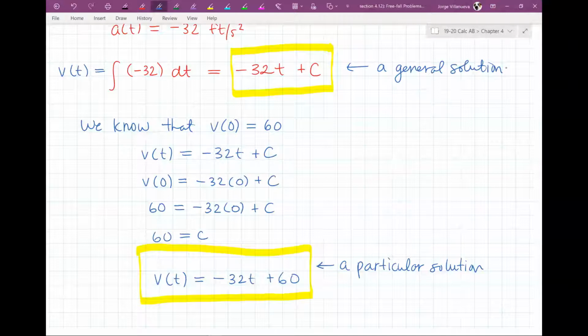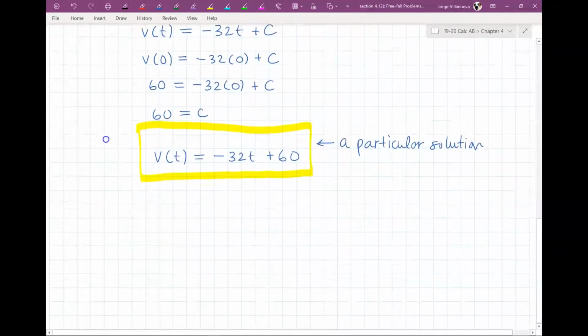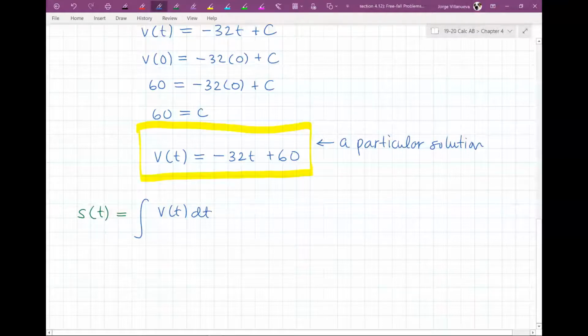Now, can I find height with the velocity equation? Would that make sense? No, that only gives me speed and direction, right? So I need height. I need position. So guess what I'm going to do with velocity? I'm going to integrate it again, right? So I'm going to find s of t by integrating v of t dt. Okay? So in other words, I'm going to integrate negative 32t plus 60 dt.